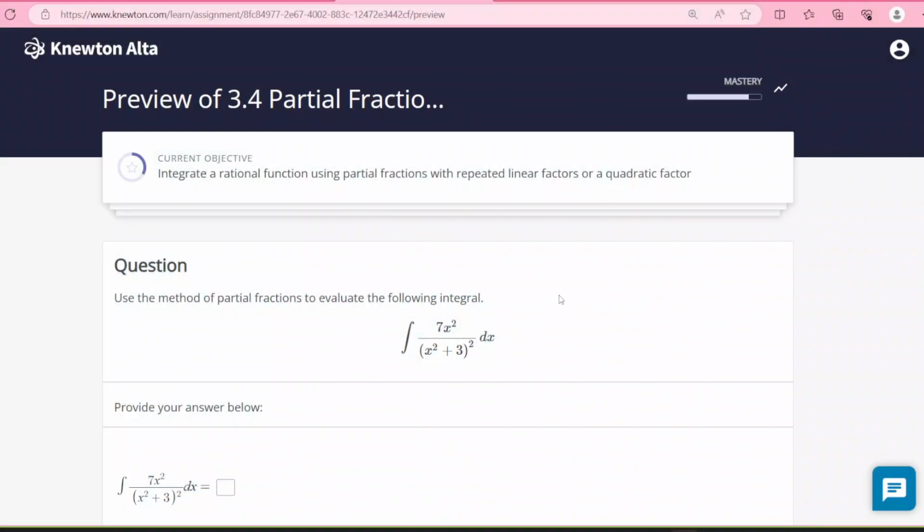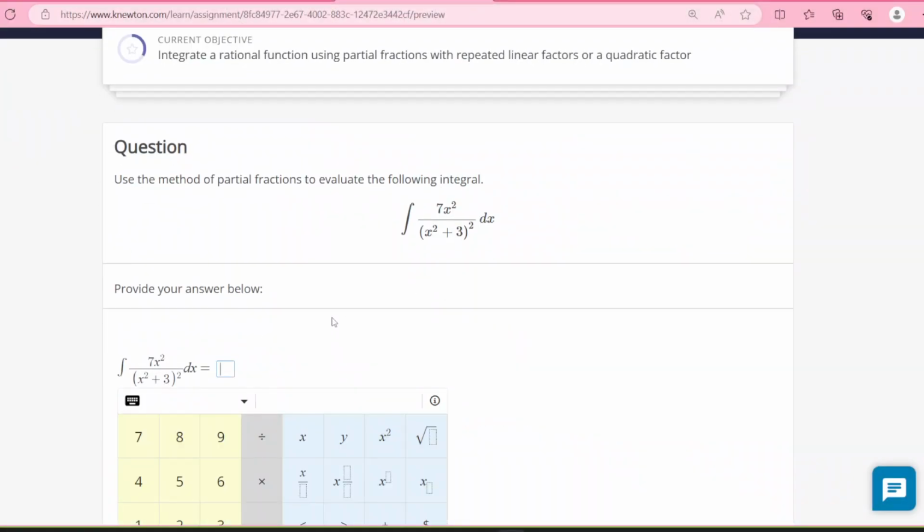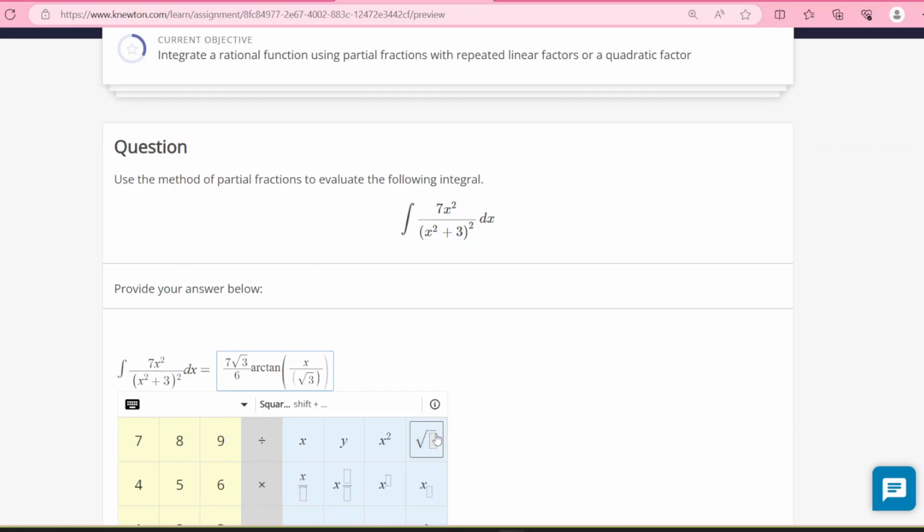All right, so I'm going to type that out. Hopefully I didn't make any small mistakes somewhere like I have a couple times in this video. So 7 times the square root of 3 divided by 6 times the, I'll type arctangent because it takes less time, arctangent x over the square root of 3. Oops, get out of here. And then minus, and then you have 7x over 2x squared plus 6. And then after all that, plus some constant.